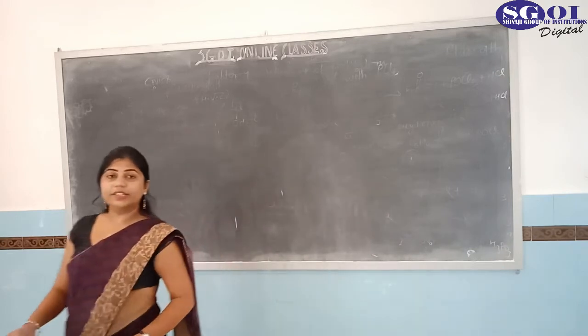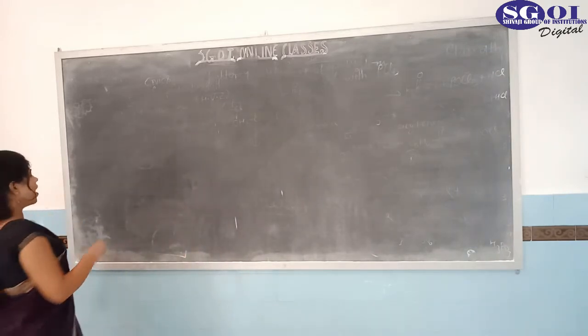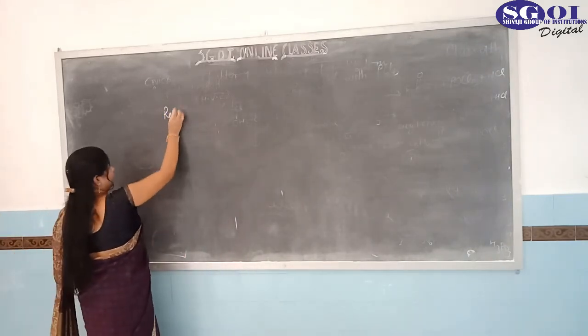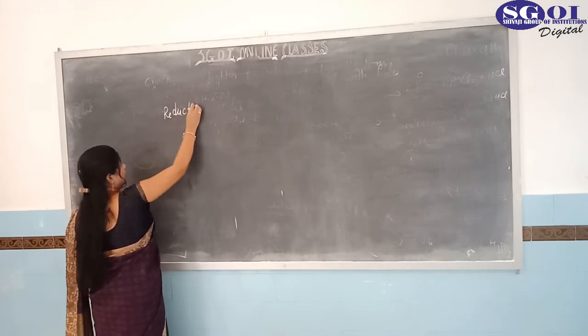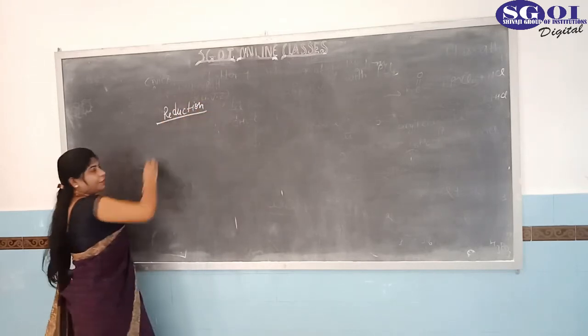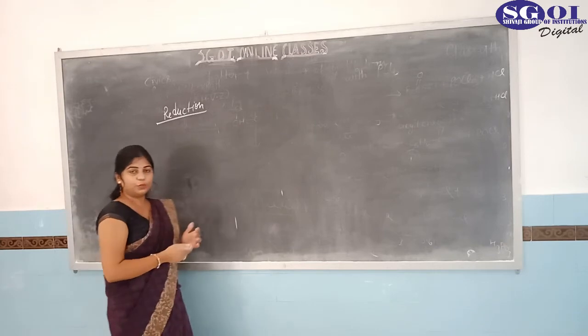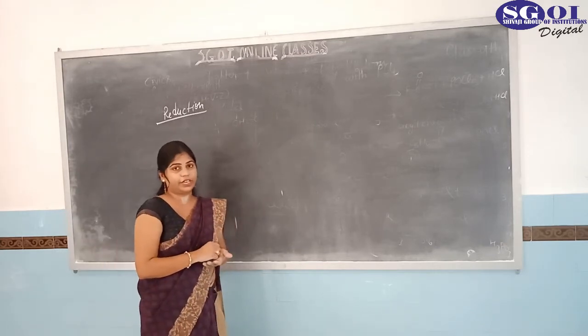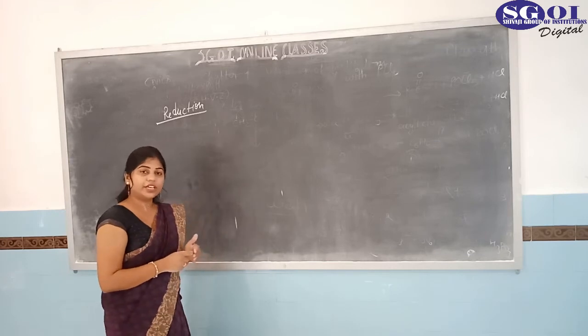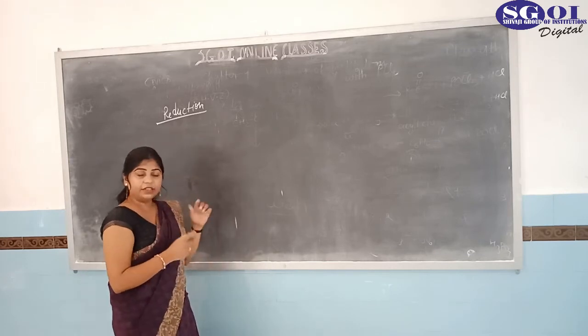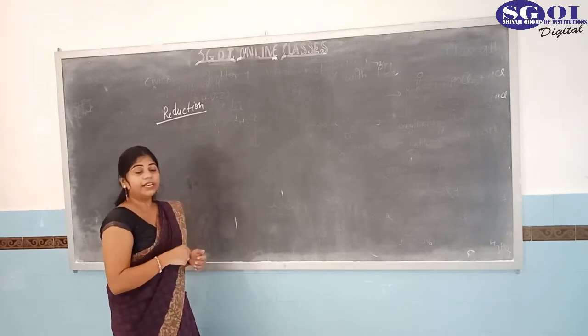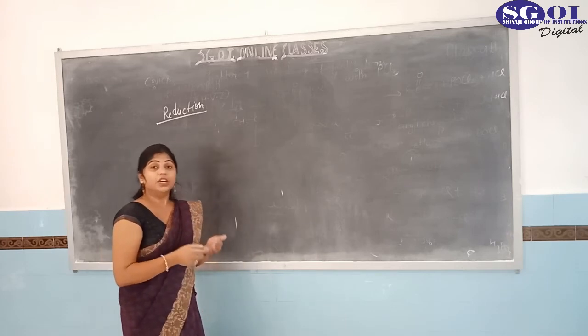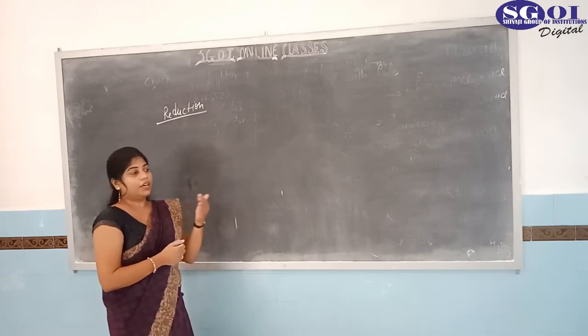Next reaction is reduction. Reduction of acetic acid. Acetic acid can be reduced in 2 kinds. दो इसके प्रकार हैं. Number 1 is partial reduction. Number 2 is complete reduction. In partial reduction, acid is reduced into alcohol, and in complete reduction, acid is reduced into alkanes.